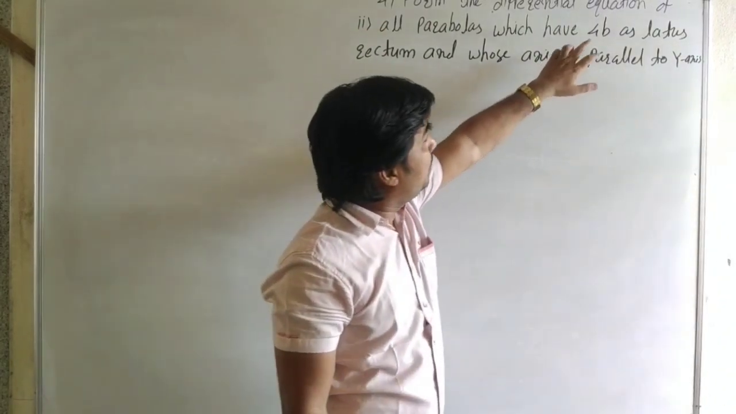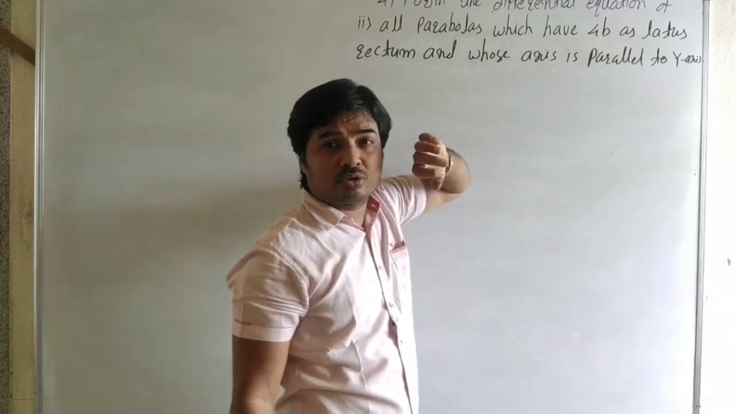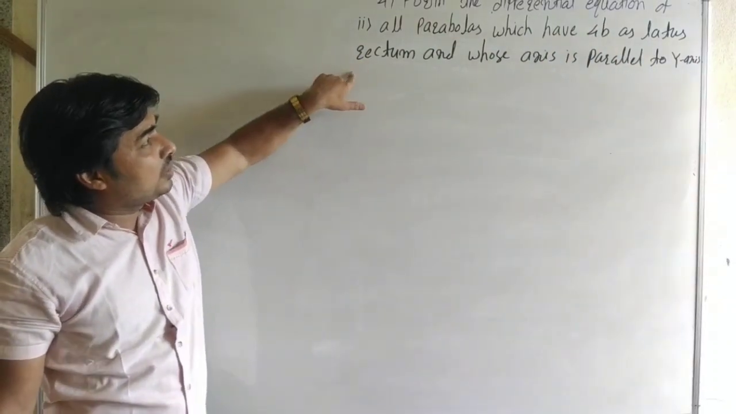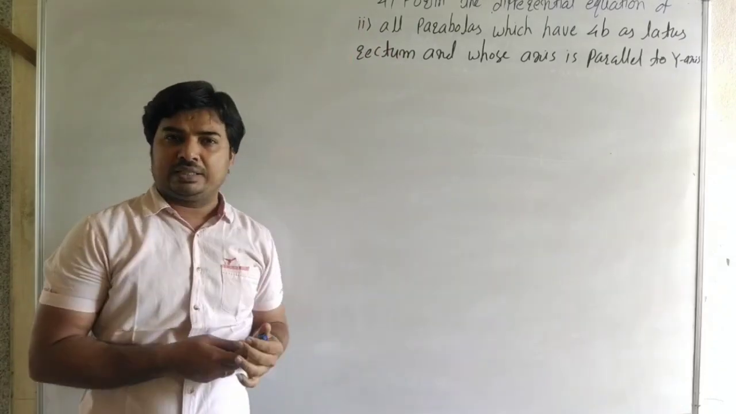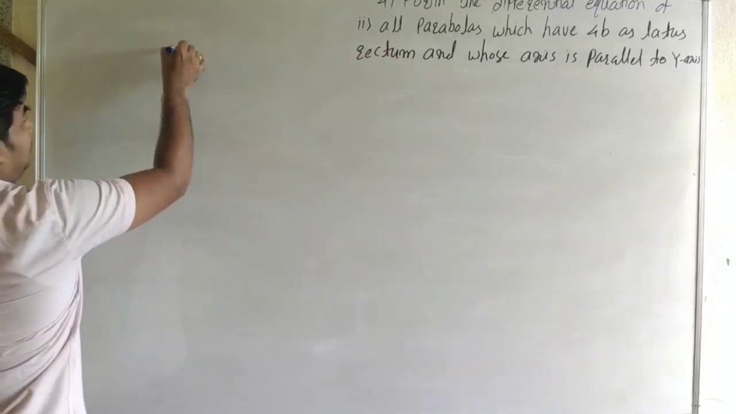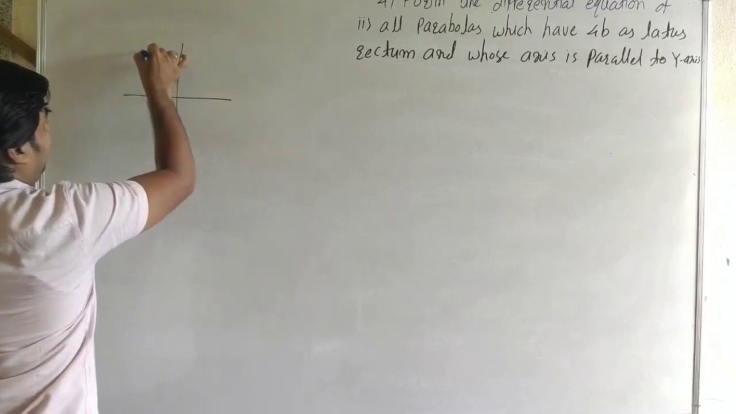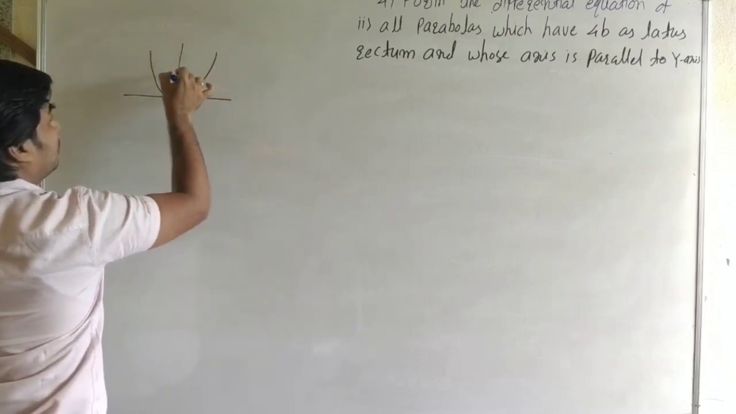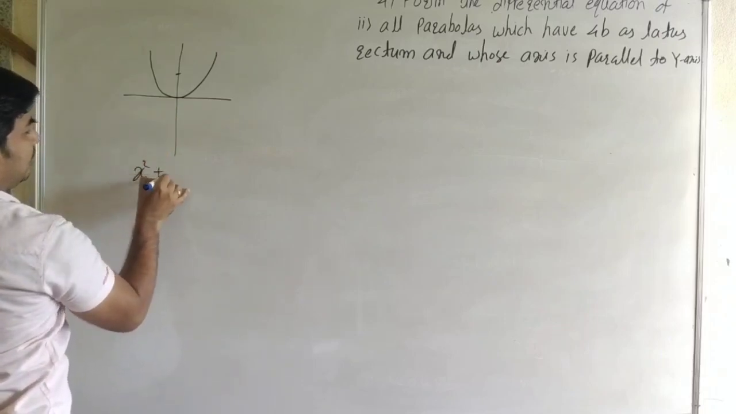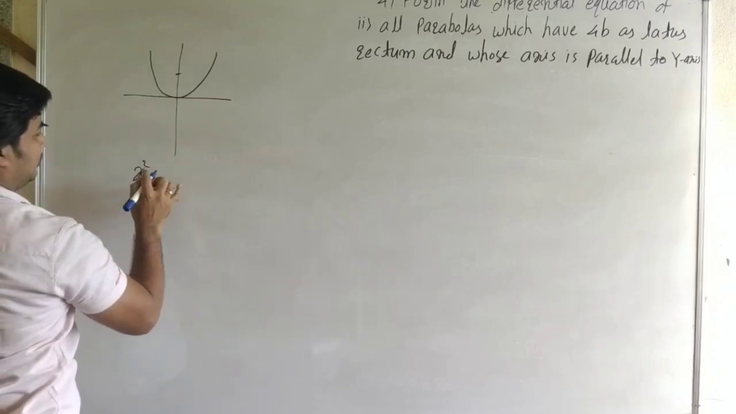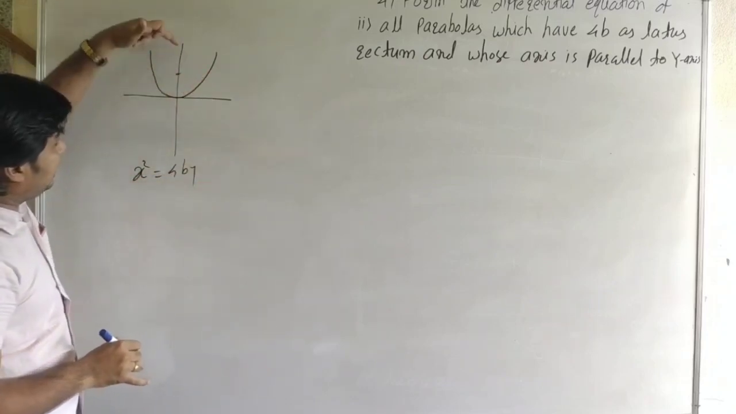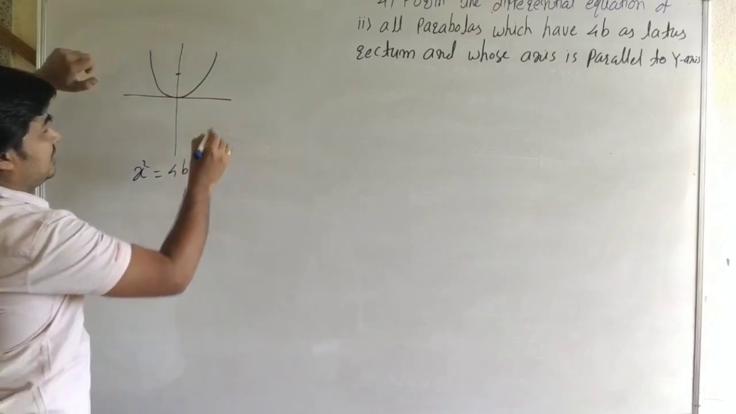That means b is not an arbitrary constant. It is a fixed length of latus rectum, 4b, and whose axis is parallel to the y-axis. That means our parabola is a standard parabola. When the axis is the y-axis, the equation of the parabola is x square is equal to 4by.